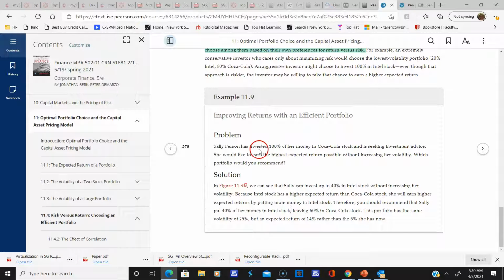All right, so here's a nice example, and you could go over this example here and see how they solve it. It's good practice.